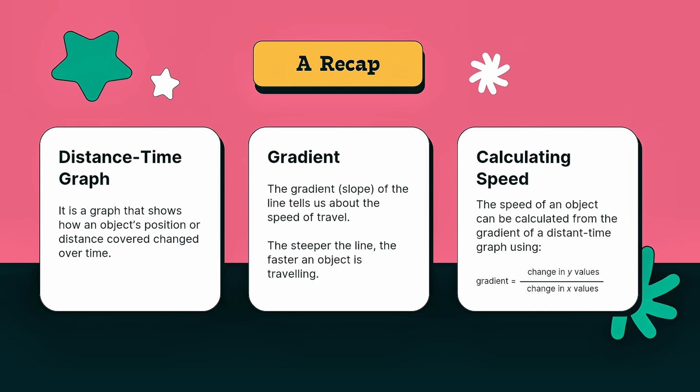A horizontal line means the object is stationary or at rest. A downward sloping line means the object is returning back. And finally, speed can be calculated using the gradient of the graph. That is, change in distance divided by change in time.